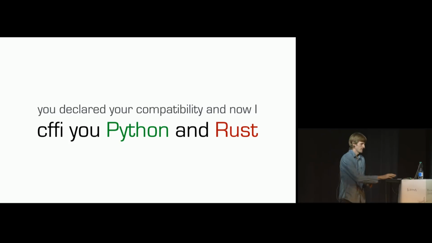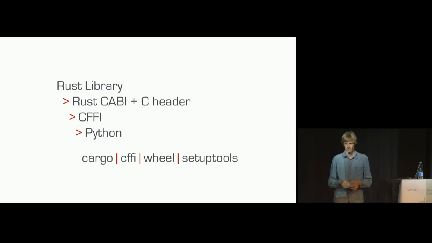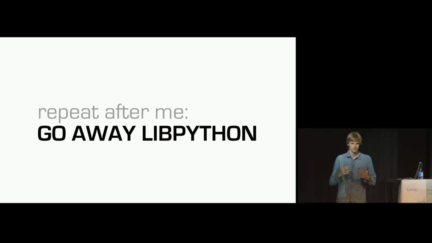So the way I would recommend, or the way I would like it to work, and I can give you an indication of how good it actually works at this point, is you build a Rust library, you make a C ABI for it, which more or less means the Rust library can be consumed through CFFI or ctypes if you want, and then you import it in Python. The tools for this are Cargo, CFFI, setuptools, and the wheel thing. And this is sort of what I want to achieve.